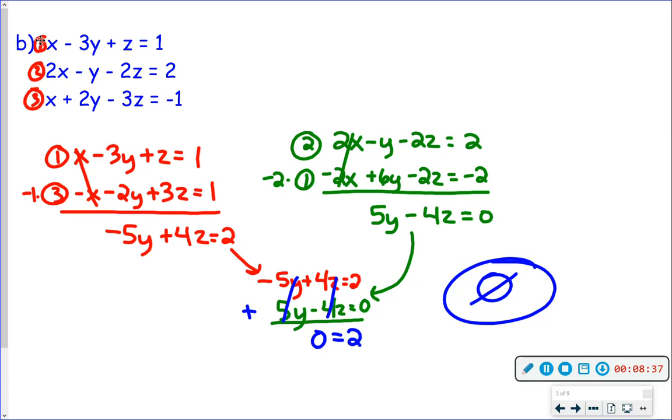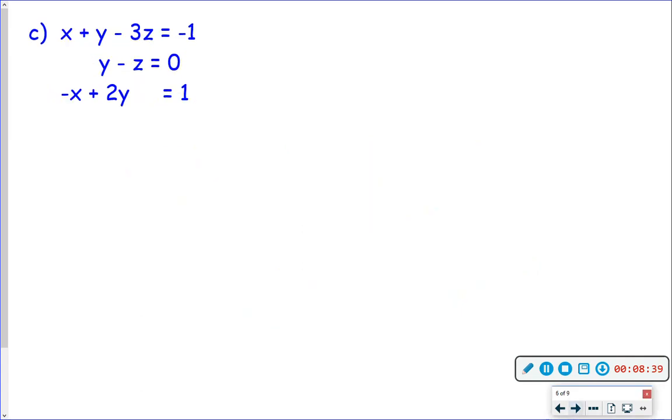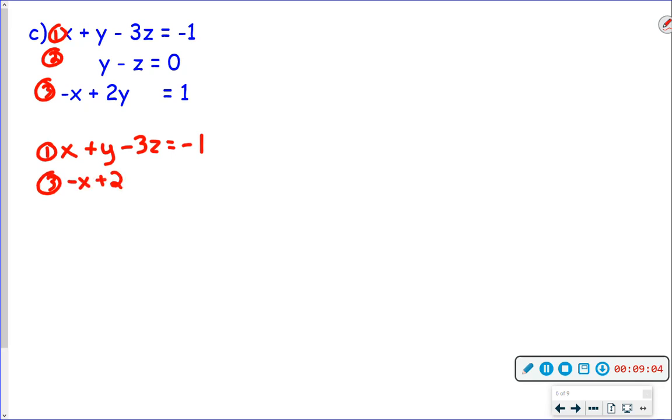All right, let's do a couple more to practice, of course. So again, I always label them. I see we're missing x out of the second, z out of the third. So since we're missing x out of the second, I'm going to work on x's. Plus, I like that x and negative x. I think are going to be super easy to cancel them out. So I'm going to pair the top equation with the bottom equation. Okay, so let's add those together.